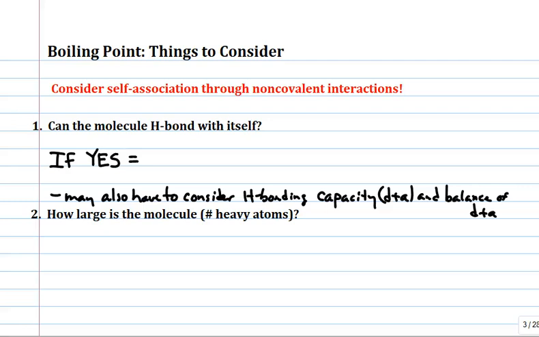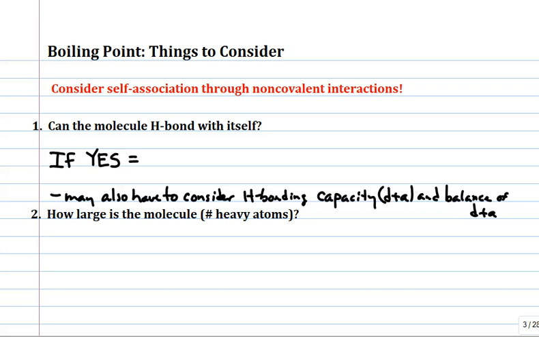Welcome to this instructional video about boiling points of organic molecules. So when it comes to boiling point, it really has to do with self-association through non-covalent interactions. When you're considering boiling point of an organic compound, water does not matter. It's not dissolved in water. It is a pure sample of an organic compound. So how well do the molecules attract one another? That's the big issue with boiling point.